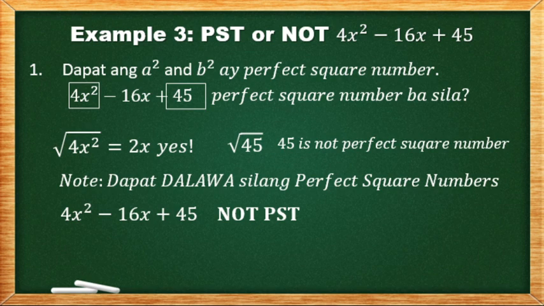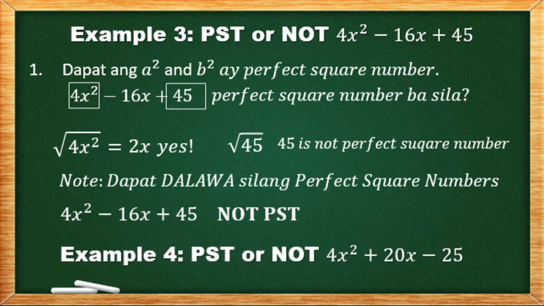Kung rule number 1 pa lang ay hindi na nag-true, stop ka na. Kasi, first condition pa lang, not valid. So therefore, it's not PST kagad. Next example, number 4. PST or not? 4x squared plus 20x minus 25. What do you think? PST or not? Not. Bakit? The last term is minus. That's why not PST. Okay.